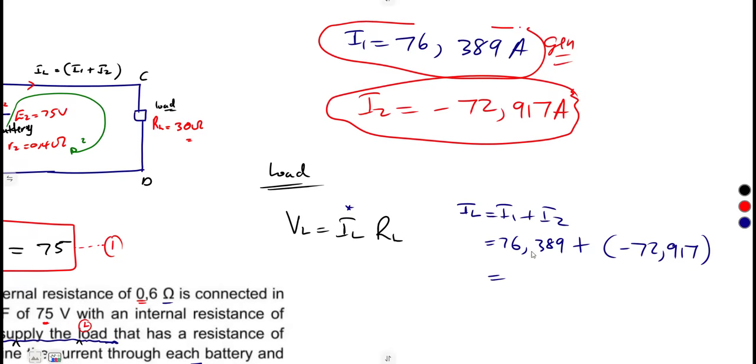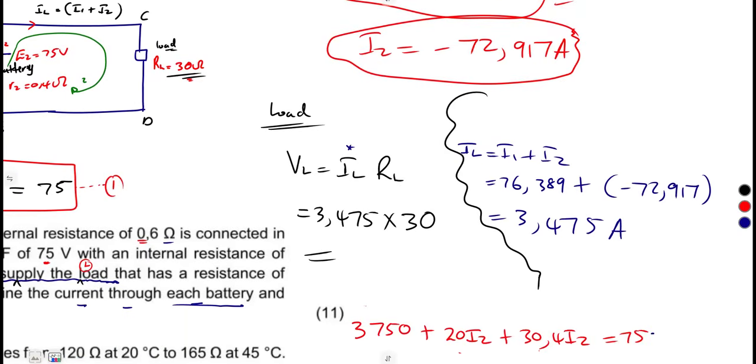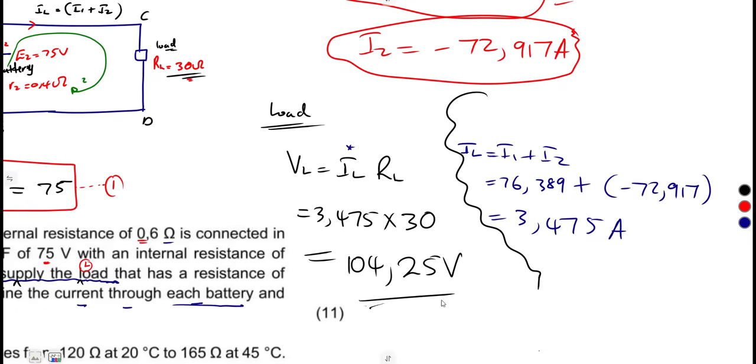So that was going to give us the current across the load, which is 3,475 amperes. With this current, now we can determine the voltage across the load. It is just simply multiplying 3,475 times the resistance across the load of 30. So this gives us the voltage across the load, and that was going to give us something like 104.25 volts. So that's the voltage across the load.